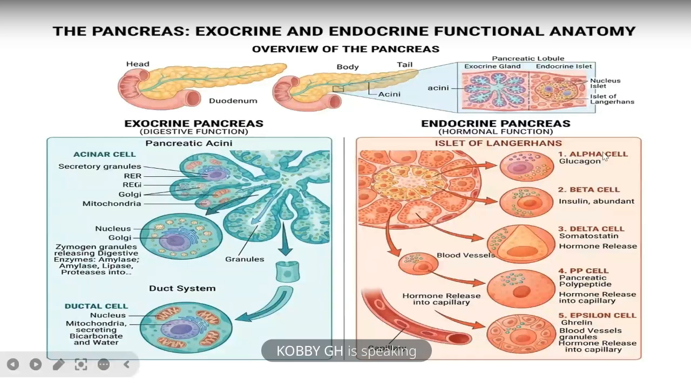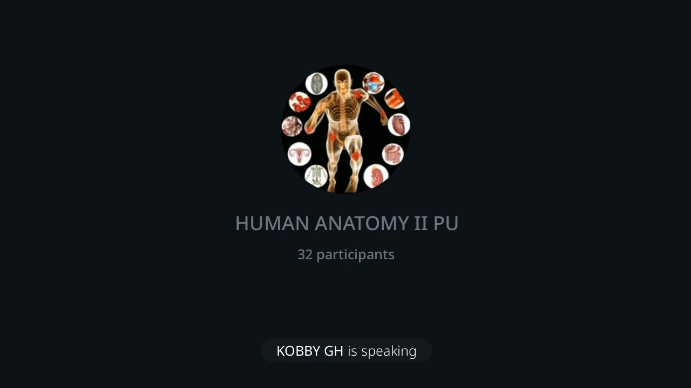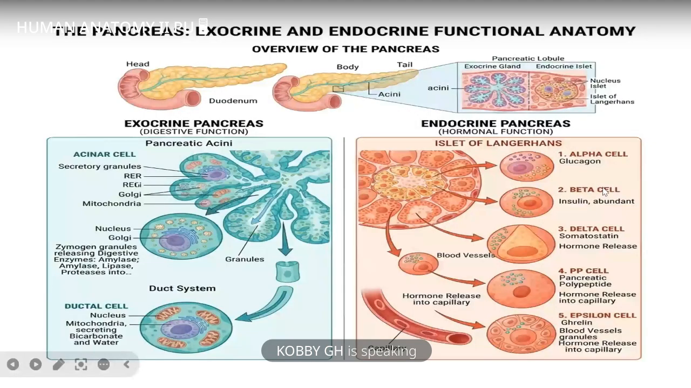In the endocrine pancreas, the alpha cells produce glucagon, and the delta cells produce somatostatin, neutralizing glucagon. The beta cells produce insulin, and the delta cells produce somatostatin, neutralizing insulin. The pancreatic polypeptide cells produce pancreatic polypeptide, and somatostatin neutralizes it. The epsilon cells produce ghrelin, and somatostatin also neutralizes ghrelin.